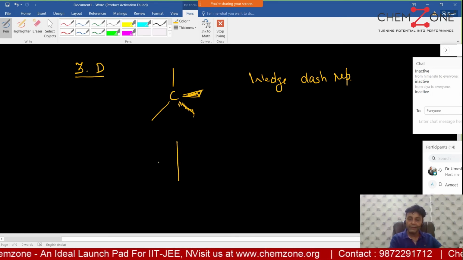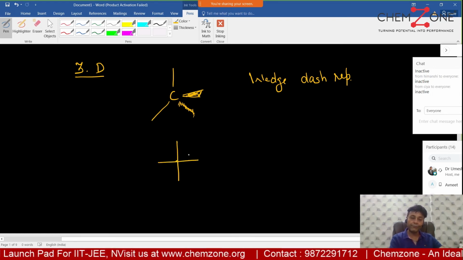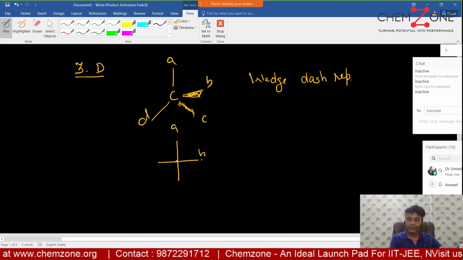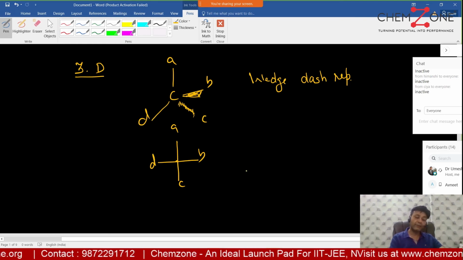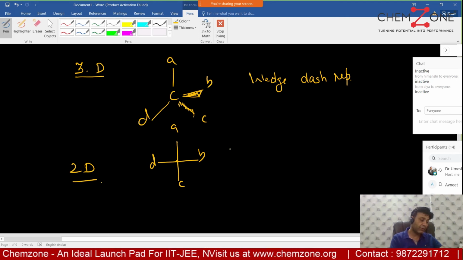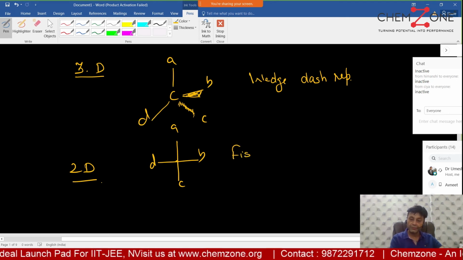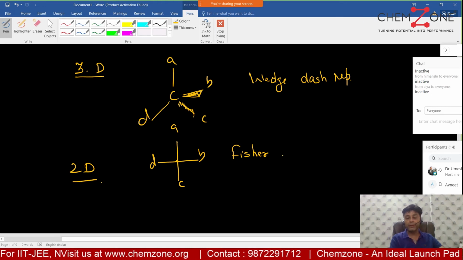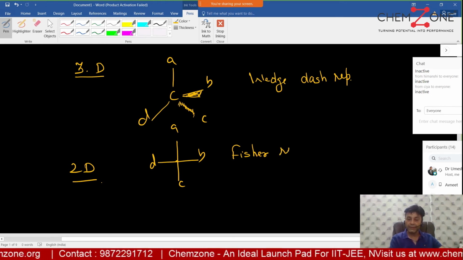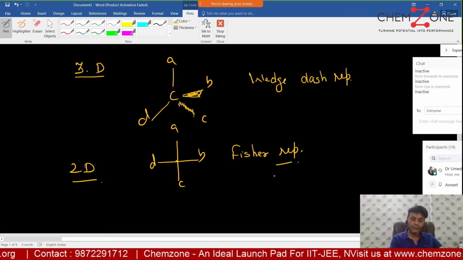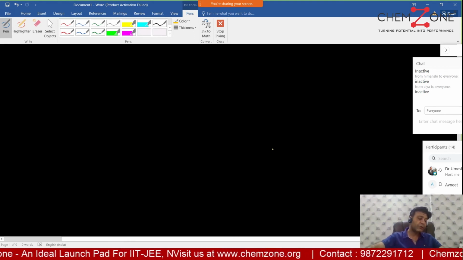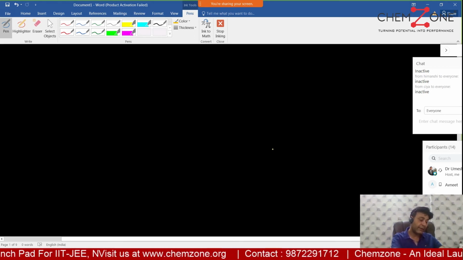Another is the same thing can be represented like this. This is the carbon atom here and the four atoms are there. It's A, B, C, D groups are there, then A, B, C, D are there. This is a 2D representation, and this is called a Fischer representation. We can represent a molecule in 3D or 2D, both ways. In 2D it is called a Fischer representation. So we can convert 3D to 2D or 2D to 3D anyways, like that.